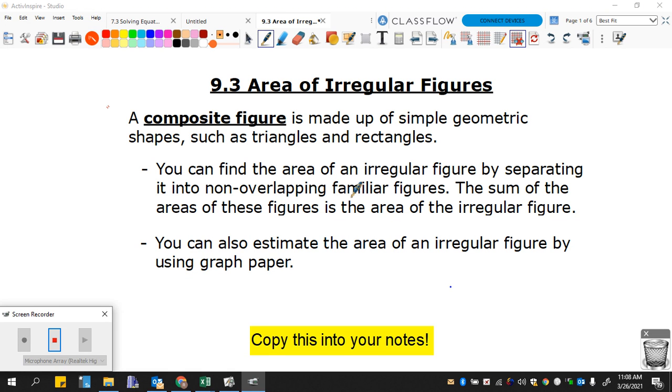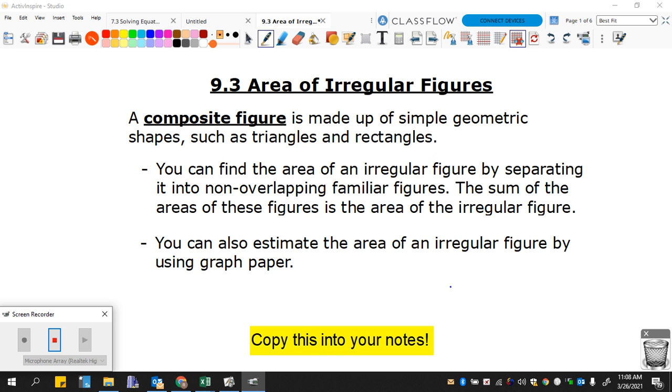Okay, in this lesson, we're going to talk about how to find the area of irregular figures. An irregular figure is sometimes called a composite figure because it's made up of simple geometric shapes like triangles and rectangles that are combined together, which makes a composite.